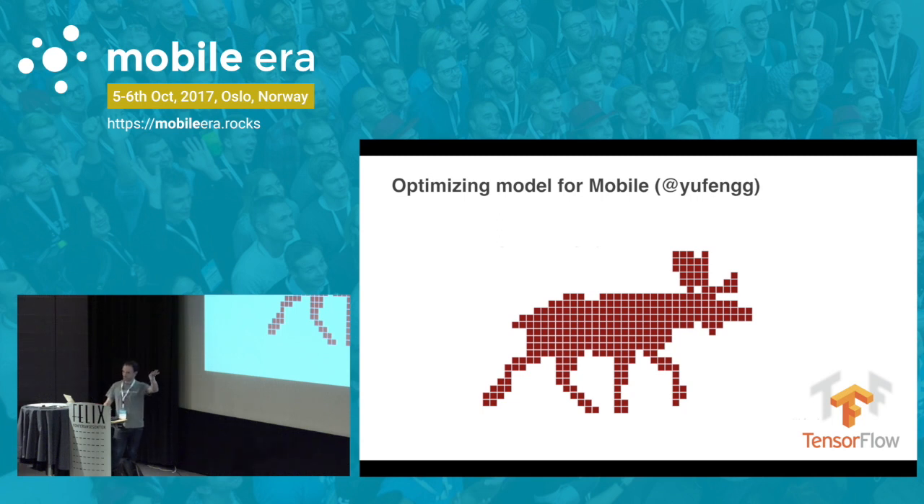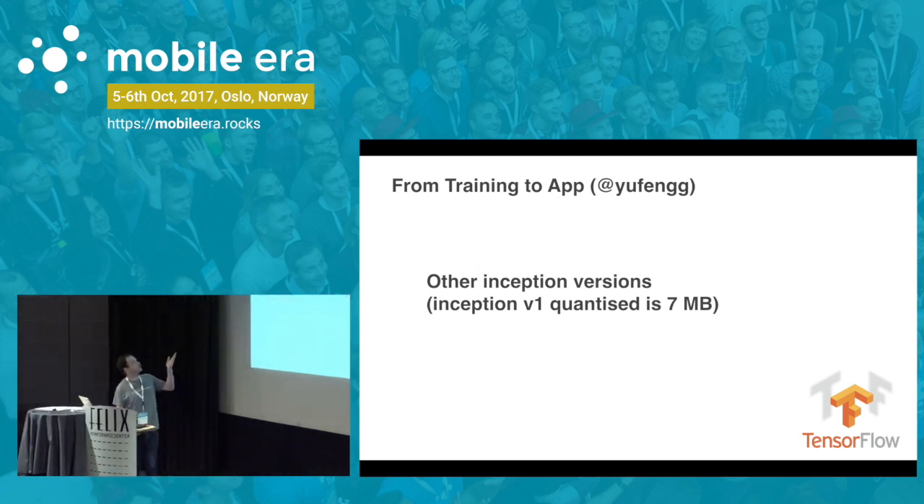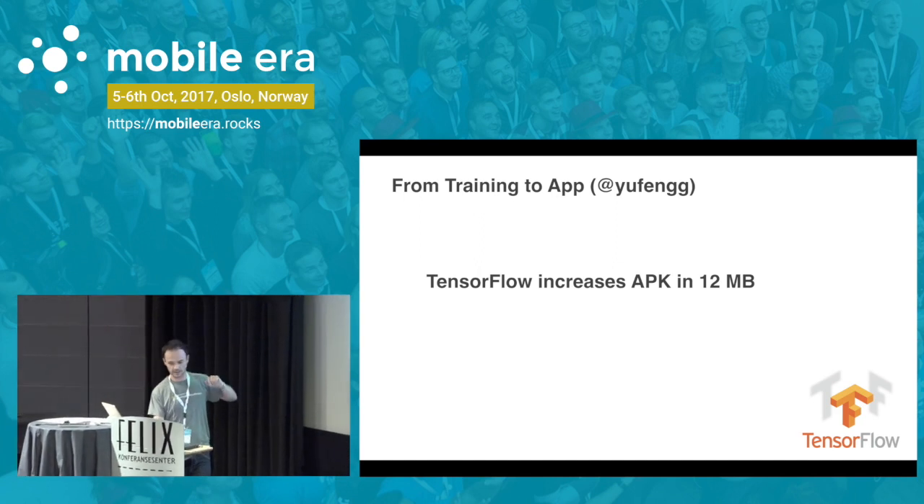And so yeah, we can move from a model that is 90 megabytes into a model that is 20 megabytes with Inception version 3. And if this is still a lot, we can use Inception version 1. When the model is quantized, that's the process of moving from 32 into 8 bits, it's only 7 megabytes, which is much more acceptable, and still, it works pretty well. Another consideration for mobile, TensorFlow increases the APK by 12 megabytes. Obviously, depending on the APK you want to create, you have to consider that the size is going to increase. And that would be how we move from training the data in the cloud into the mobile app.